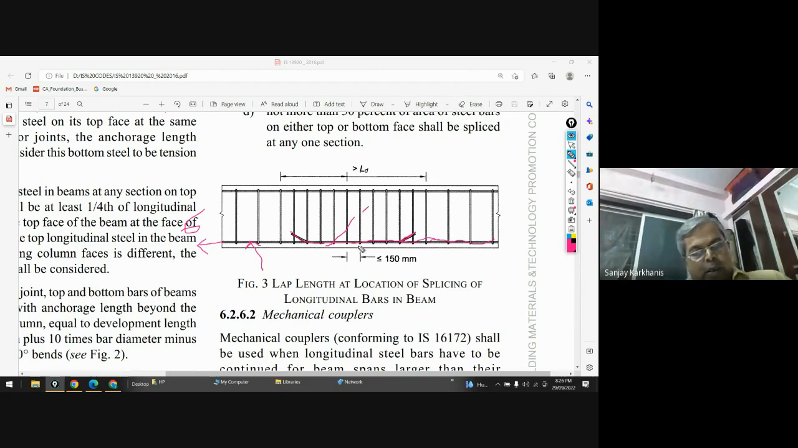Okay. Now for that, the lap should be greater than LD, and in that portion also the stirrups. So these are the stirrups. These stirrups, the spacing of the stirrups shall be less than 150.